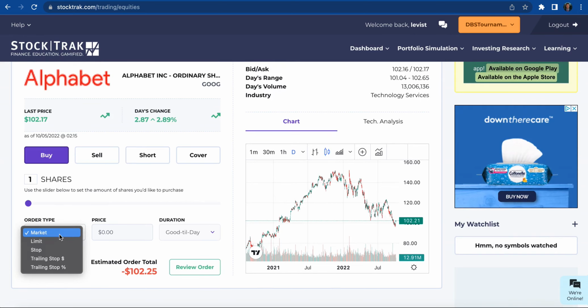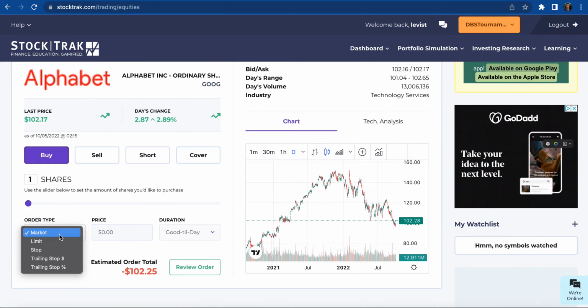A market order is the most basic type of order. What a market order means is that you're willing to pay whatever the lowest ask is for the stock that you'd like to buy. On the reverse, if you're selling stock, that means you're willing to sell at the highest price that someone is willing to bid for that stock.